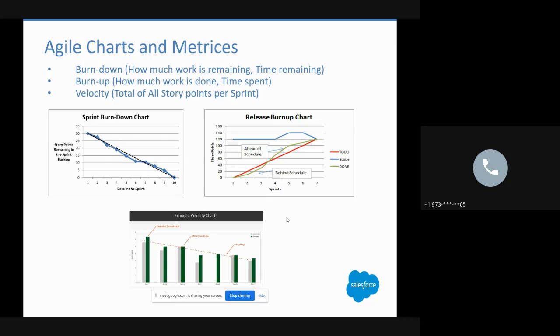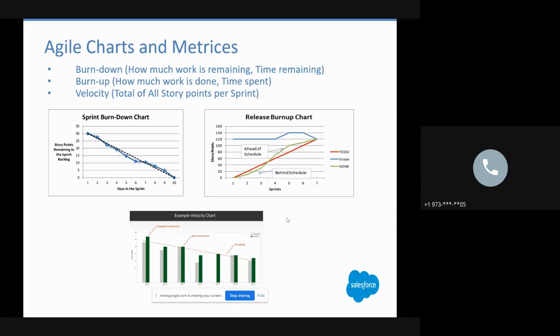But in today's session, I just put three things here. There are many more out there, but these three things I just wanted to talk about. Burn down: we are dealing with two different scenarios. One is the sprint itself, and then multiple sprints within a release. So you can have the same charts for a sprint and the release also.